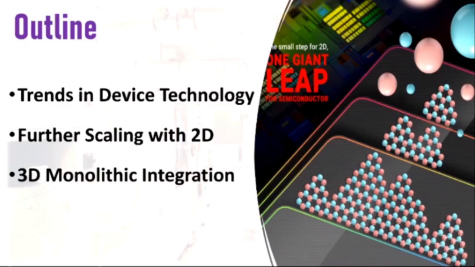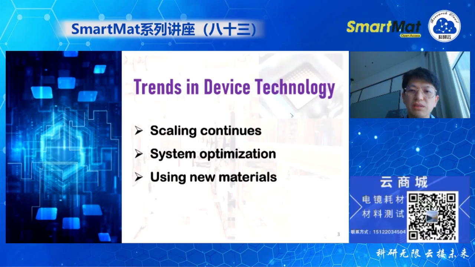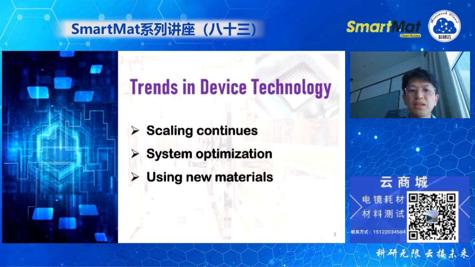In the outline today, I'm going to talk about the trends in device technologies. Then we can discuss further scaling with 2D materials. Then we will talk about 3D monolithic integration. About the device trend in recent developments, we can see three very obvious trends. The first one is scaling, meaning that we try to shrink the size of the devices, and the scaling still continues. The second trend is that system optimization becomes very important. And the third trend is that new materials actually start to be involved in future development. Let me explain more.